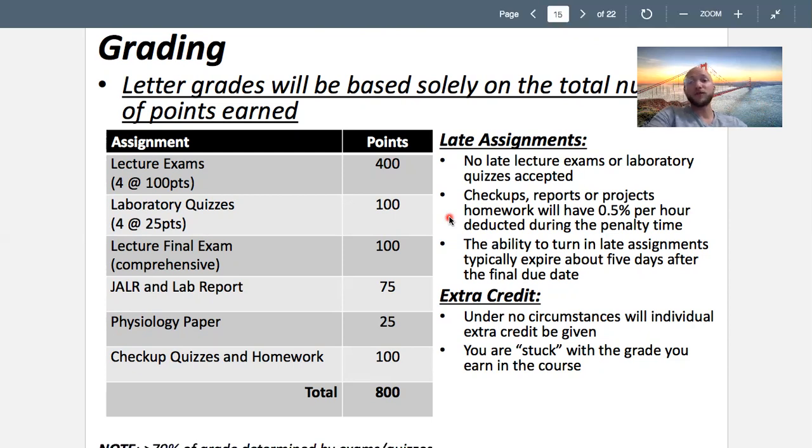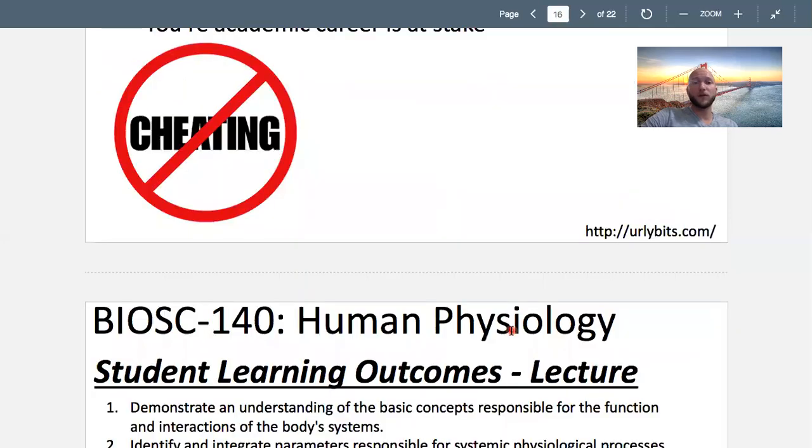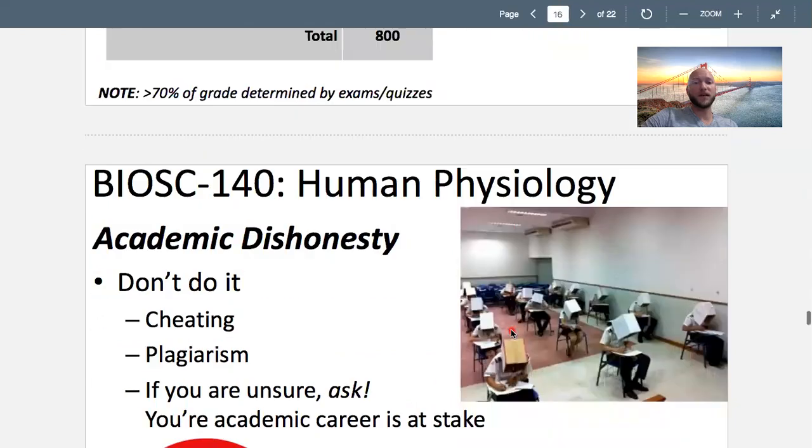Each of these checkups you will get 2 attempts on. The lecture exam, laboratory quiz, and final exam, you get 1 attempt. But for the checkups, you get 2 attempts. There is no extra credit. All right, so you should now know where all your points are coming from. That is where all the points are coming from for this class.